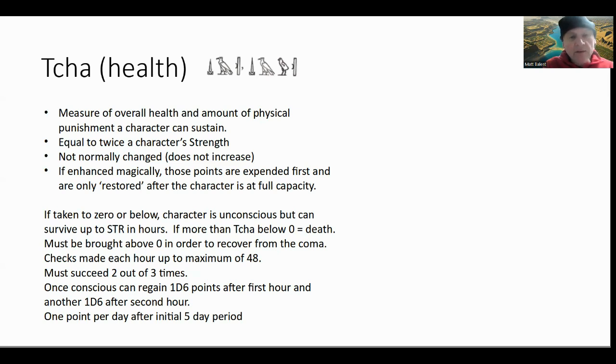Now, once they're conscious, they can regain 1d6 points after the first hour of rest, and then an additional 1d6 after a second hour. Beyond that, the normal non-magical recovery period would be 1 point per day after an initial 5-day period. So that's how the hit points work in the game.